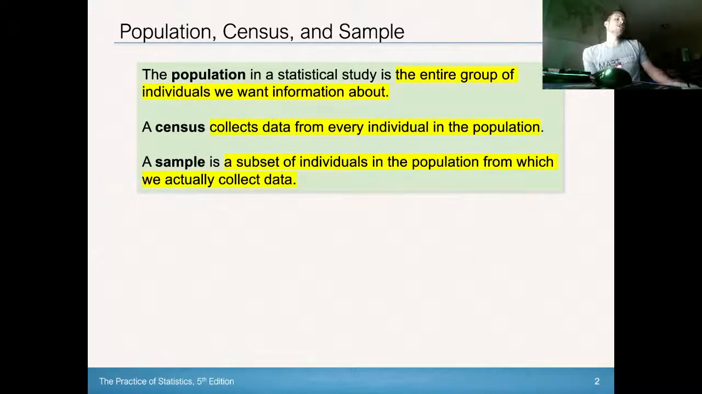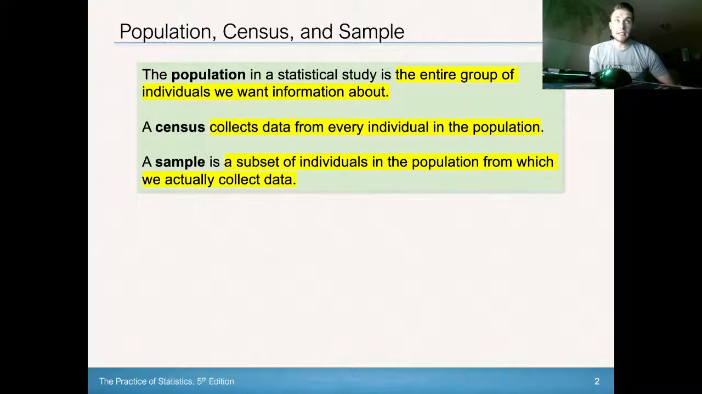Okay, so when you're designing a study, the whole purpose of that is to gain information, okay? And the information that you're trying to gain tells you something about the larger group of individuals. So we have what's called the population. This is the entire group of individuals we want information about.